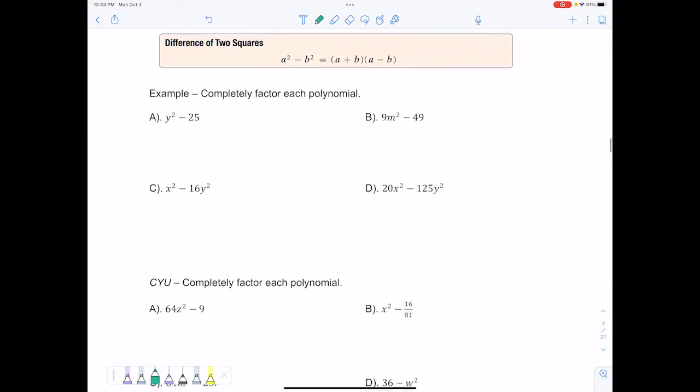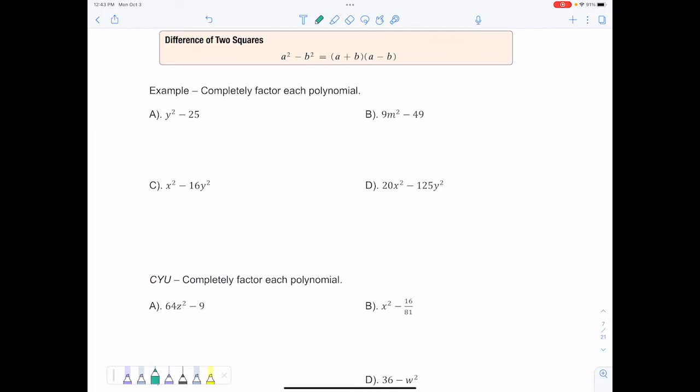So if you look at all of these problems, except for letter D, all of them have two perfect squares. You can take the square root of each of those terms, and they all have minuses. Even letter D does. The only difference with letter D is 20 and 125 are not perfect squares.